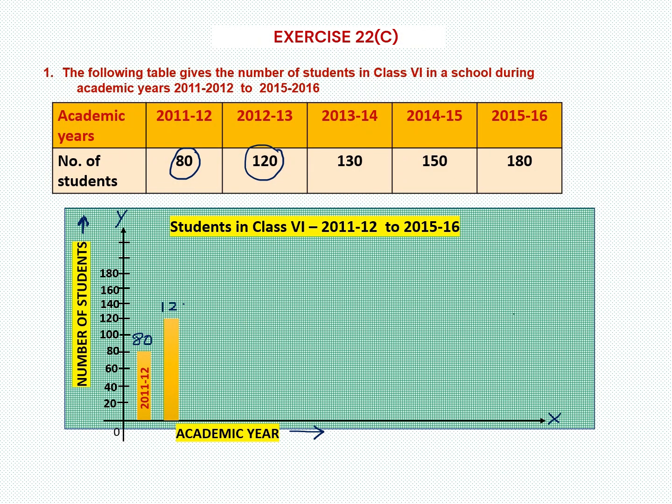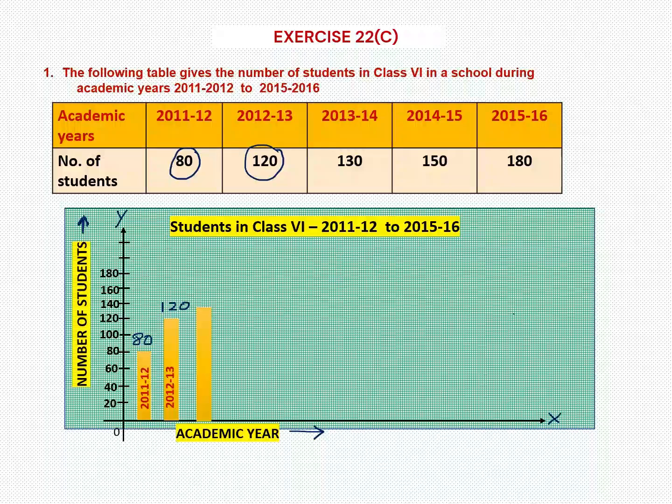120. Now can you see that all the bars are of the same width? Okay, you cannot have one bar being too thick, another bar being too thin. All bars should be of the same width and the gap between the bars should be the same. So this is 2012-13. So you can write the data inside the bar like this.